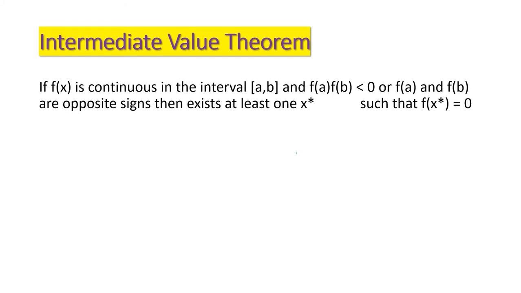And if you don't know how to sketch those two graphs, you can also use the intermediate value theorem, which states that if f(x) is continuous in the interval [a, b], and f(a) and f(b) are on opposite sides, f(a) times f(b) less than 0, then there exists at least one root in the interval [a, b] such that f(x star) equal to 0.